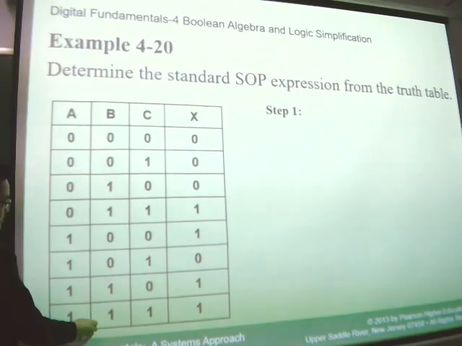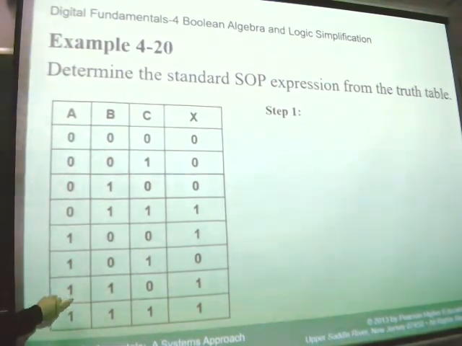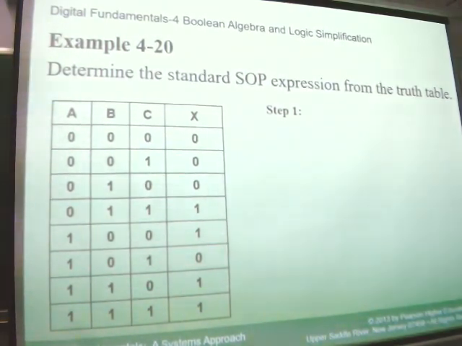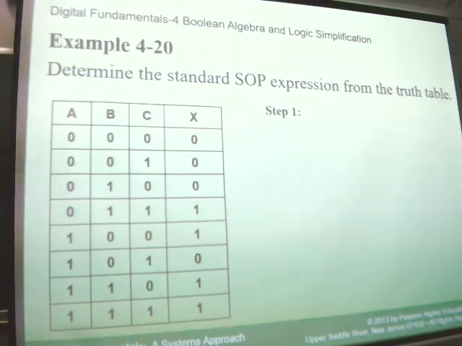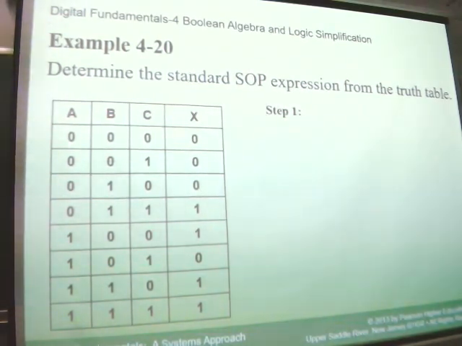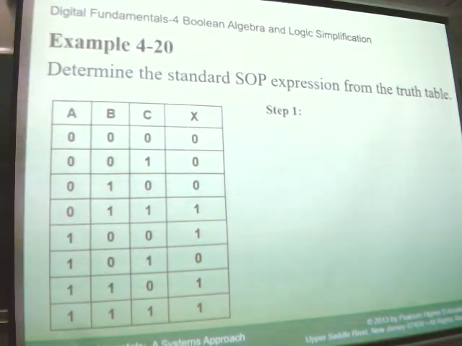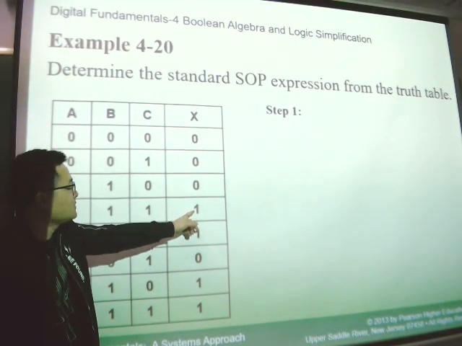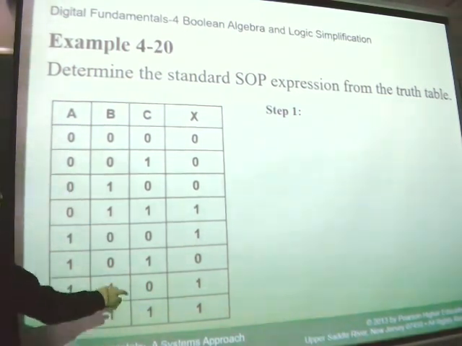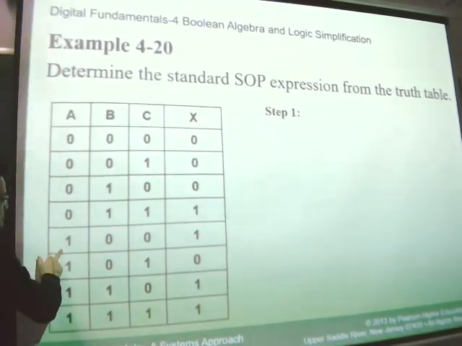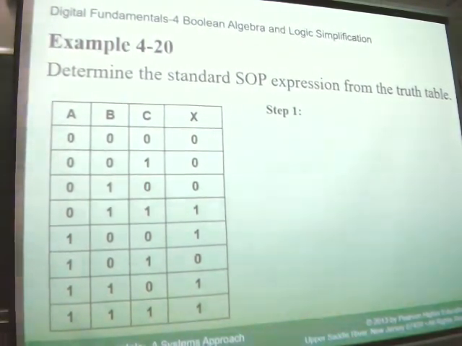0, 1, 1, 0, 1, 1, 0, 0, 1, 1, 0, 1, 1, 1. Mission. Please see the PPT. The first step: list all the binary values whose corresponding output equals 1. This one. So the first step is to list this, and this. Right?